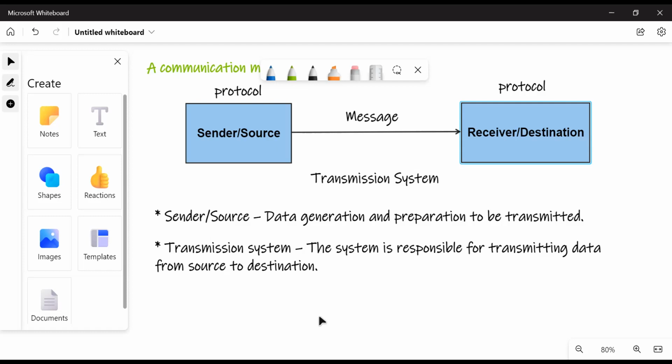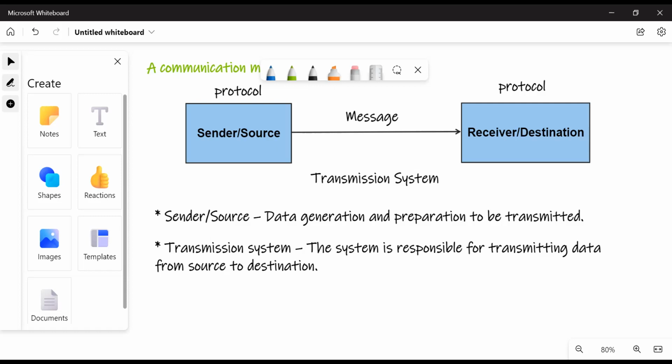The next one we have all together is known as a transmission system. That means it's a system which is responsible for sending data from one place to another. Here, the data generation, the starting point, we know as source, and the receiving end we will call destination. So the data will be transmitted from the source to destination. The next one we are going to look at is the receiver or destination.